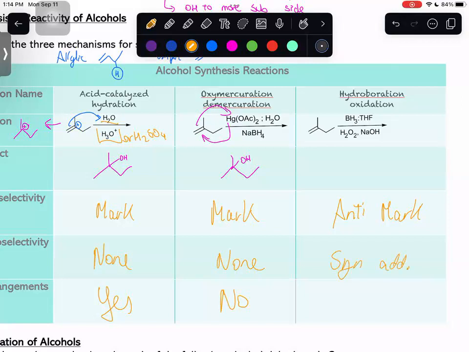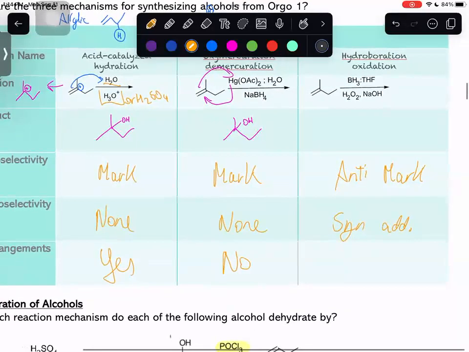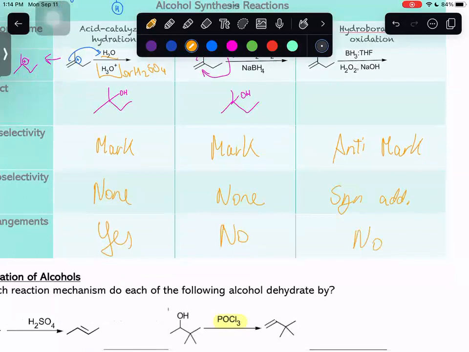What does syn addition mean for this reaction? It adds the same stuff on the same side. Which added things? OH and hydrogen, they have to be on the same plane. Do we have any rearrangements at all? No. It's not because of anti-Markovnikov, it's because we don't have a carbocation. That's the reason. So in this case, let's just say no.